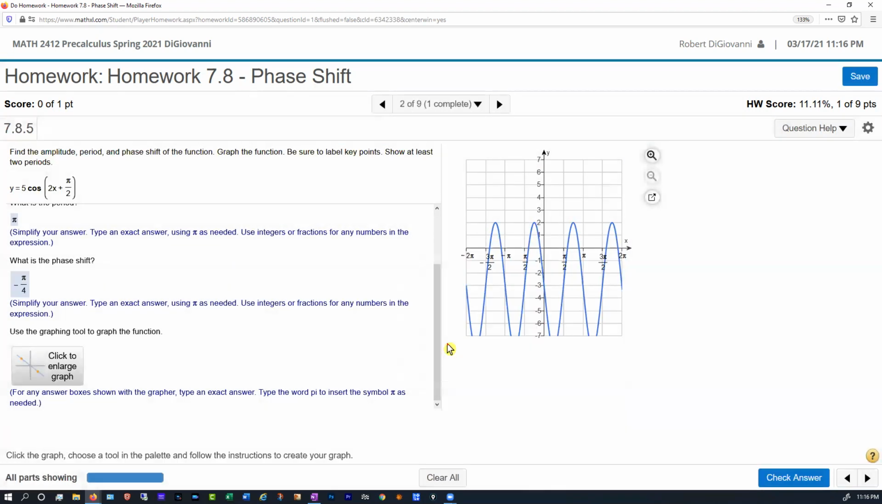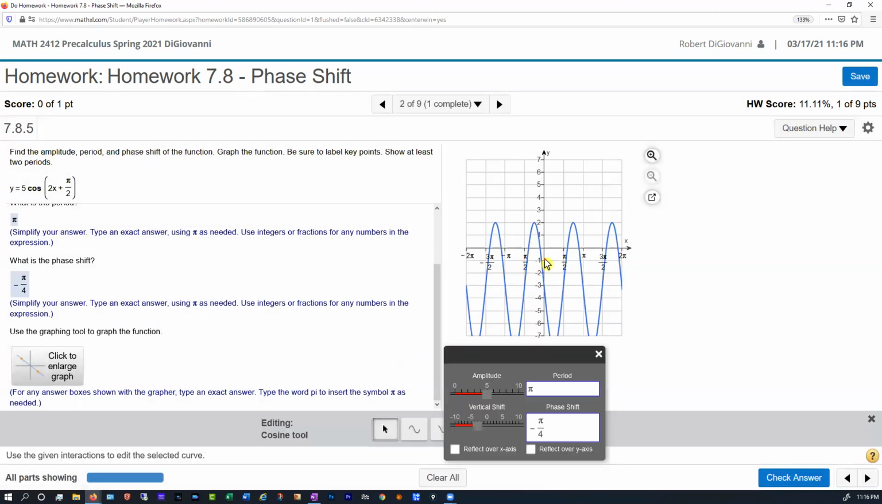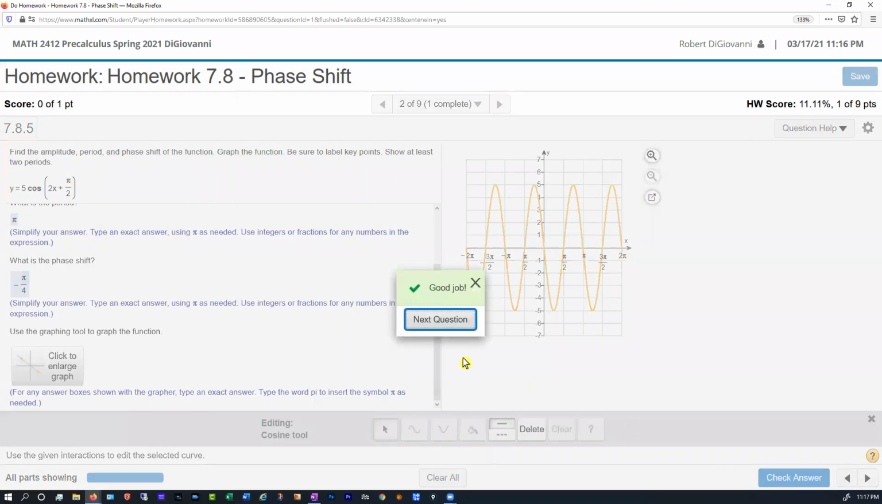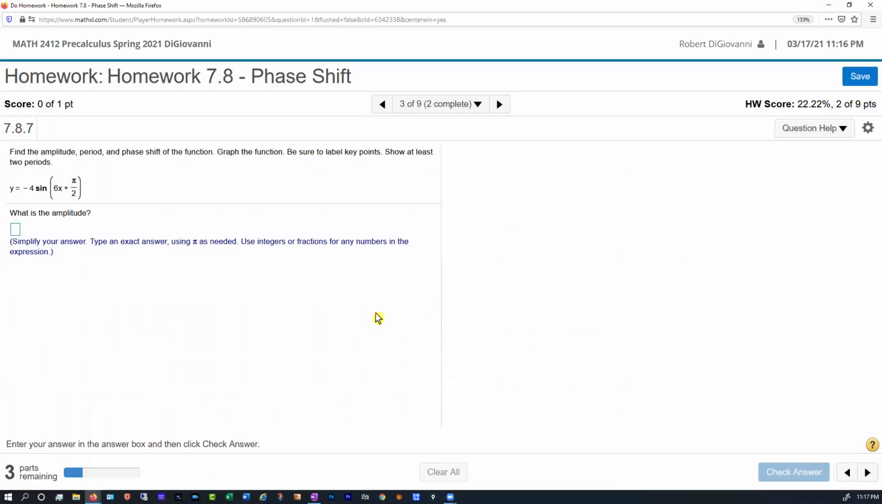Uh-oh. What did I do here? Oh, that was vertical shift. Oops, sorry, I accidentally did vertical shift instead of phase shift. That should do it. Okay, my fault.